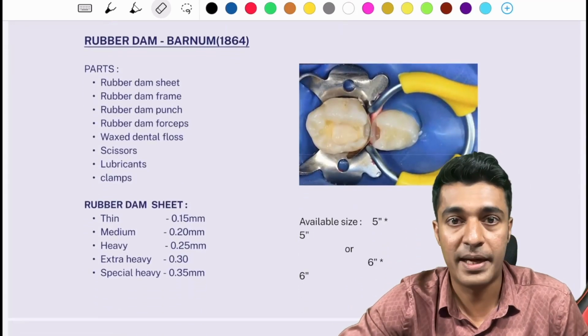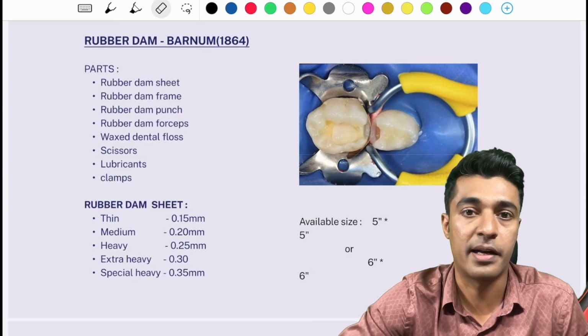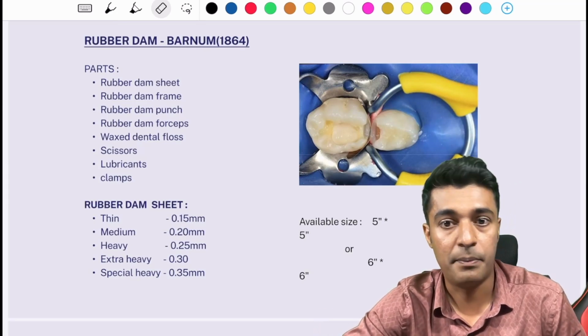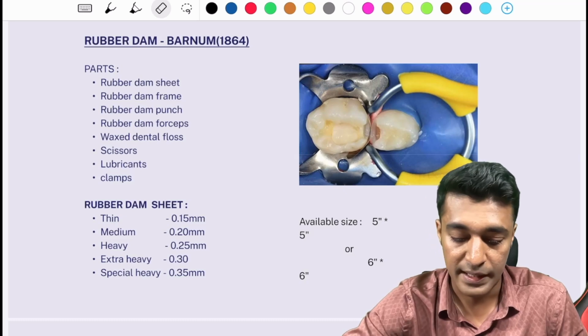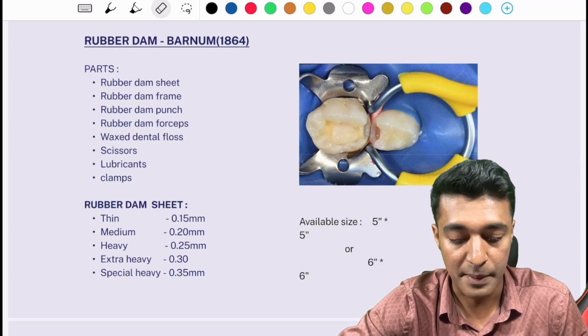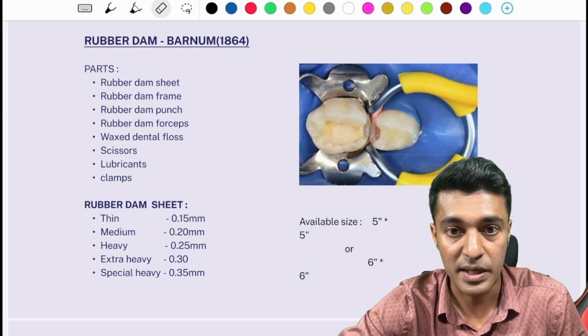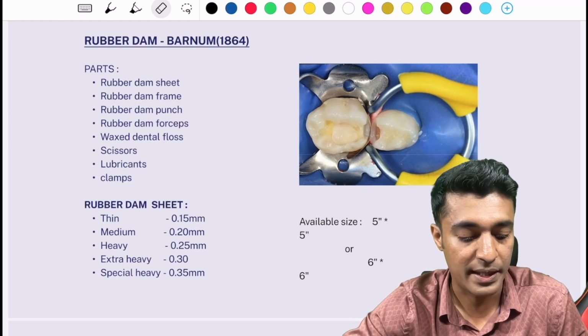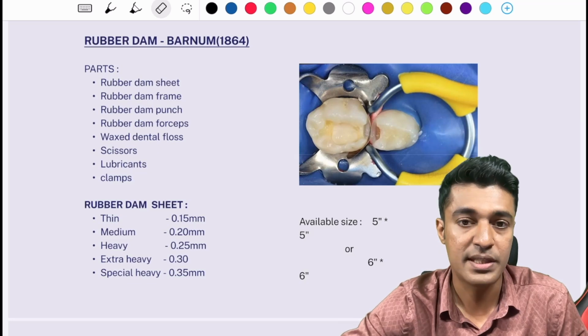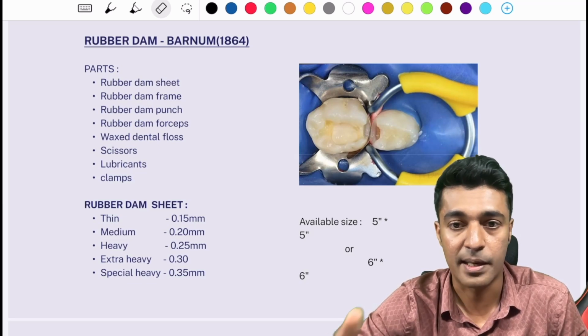So coming to rubber dam, which was introduced by S.C. Barnum in 1864. The parts of a rubber dam include the rubber dam clamp, the rubber dam forceps, punch, scissors, lubricants, frame, sheet. You just need to remember the parts of the rubber dam.